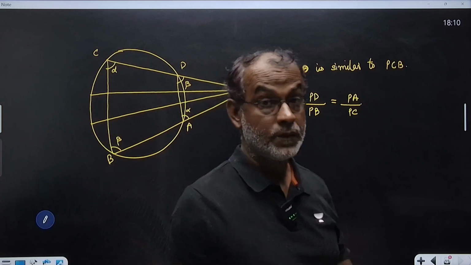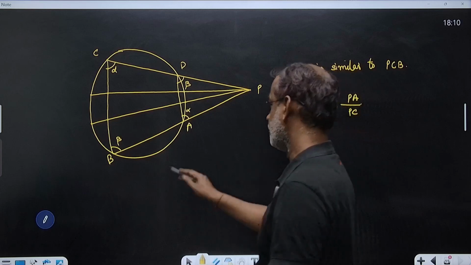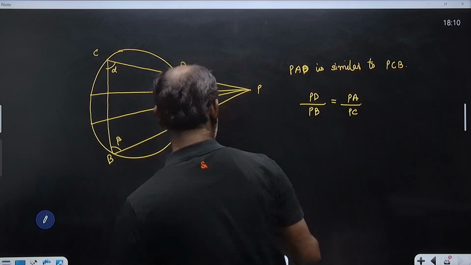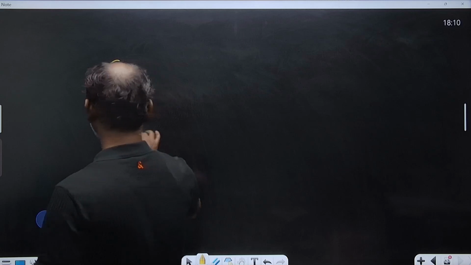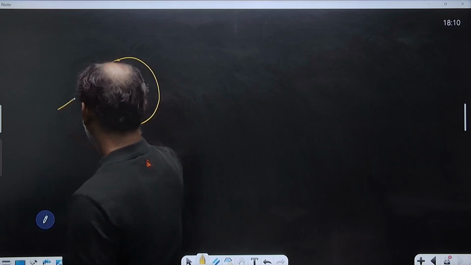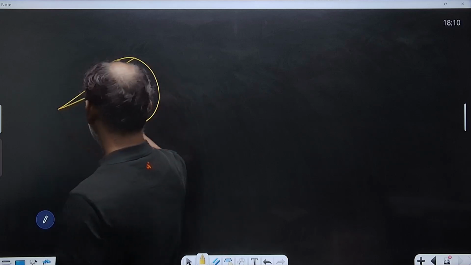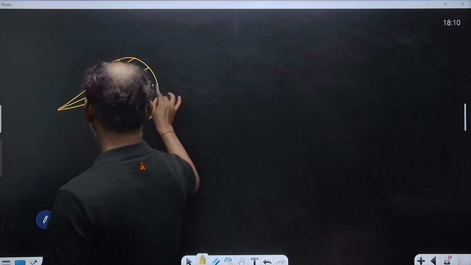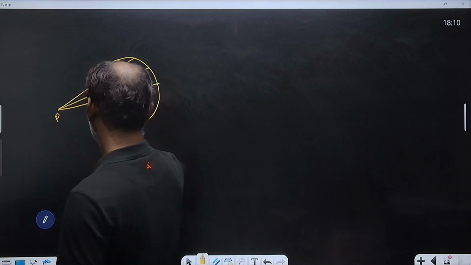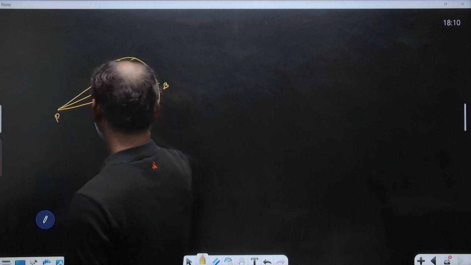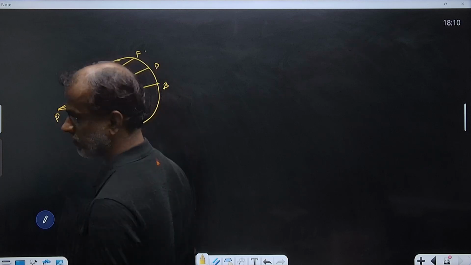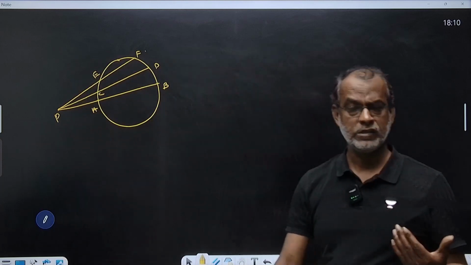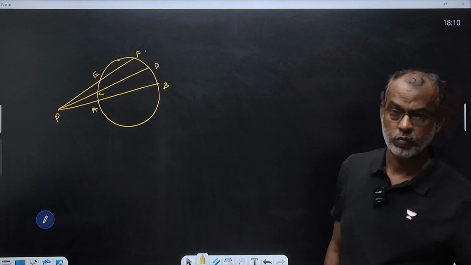Suppose this is EF. So, PA into PB is PC into PD is PE into PF. Once we come to tangents, we discuss other things also.